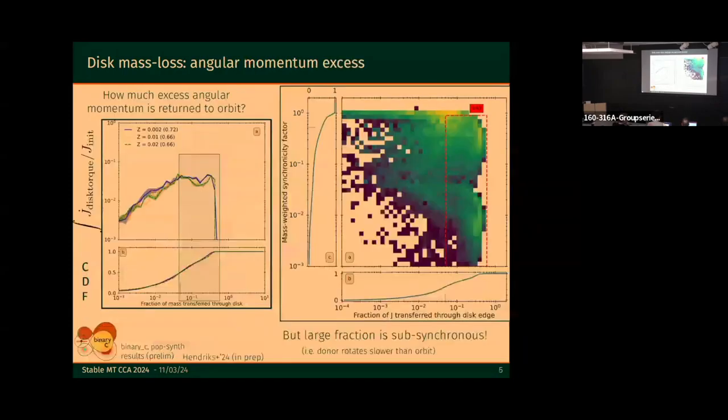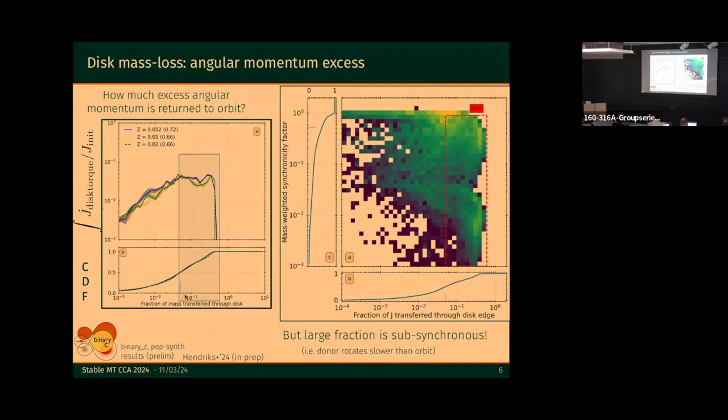But it's also important to see how much angular momentum is actually transferred through these disks that we might be able to lose, right? So, in my accretion population synthesis results, I looked at, of all these systems that transfer mass through disks, what fraction of their initial orbital angular momentum is transferred and torqued back. And that's what we see on the left plot.